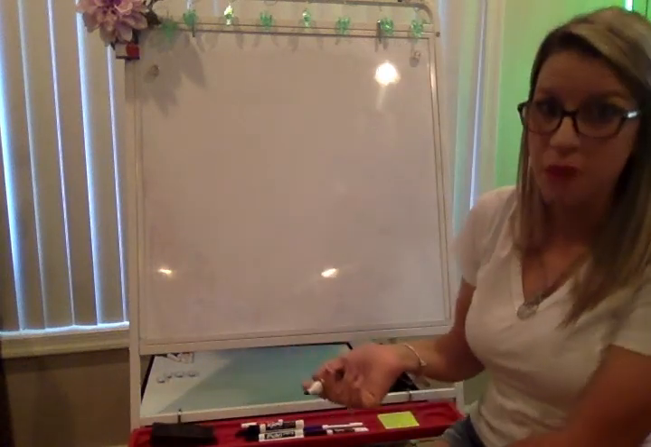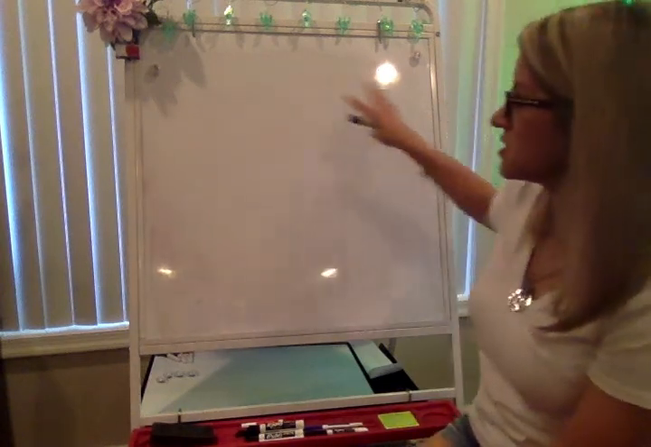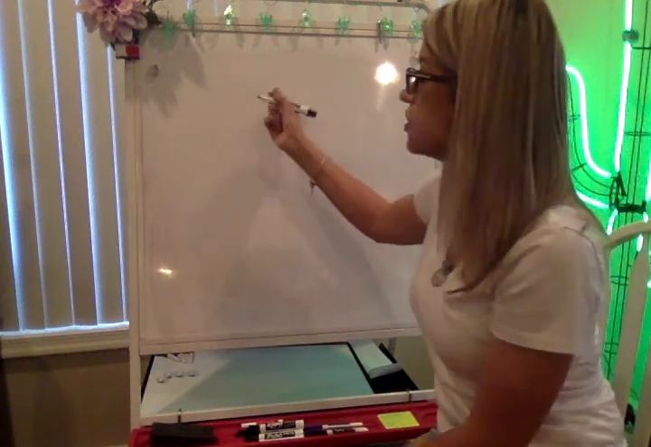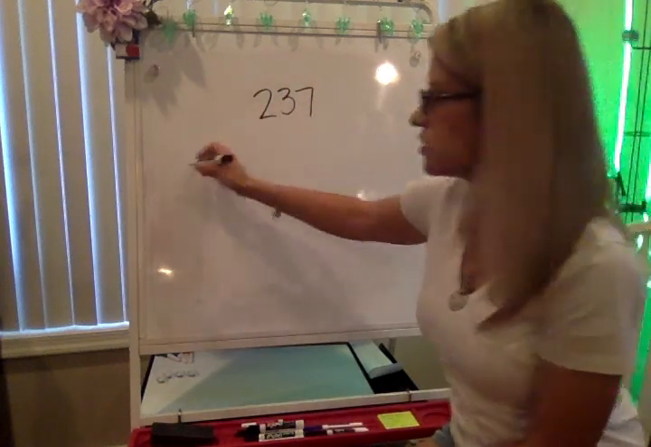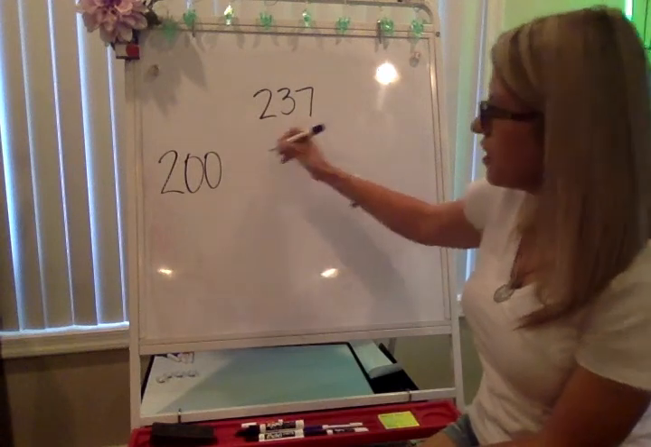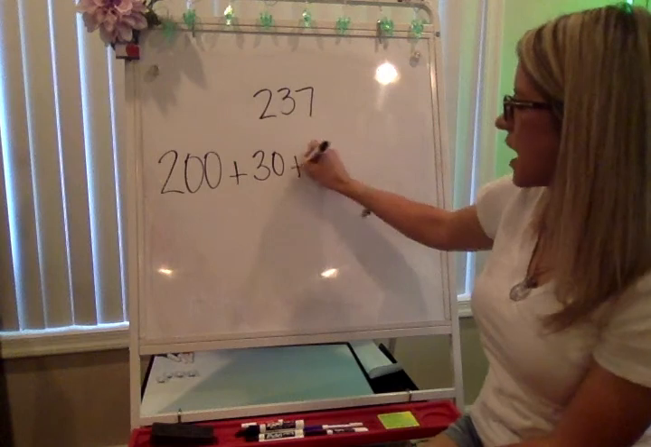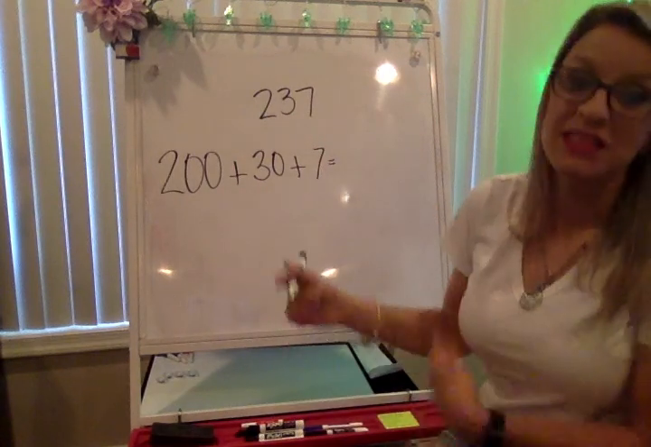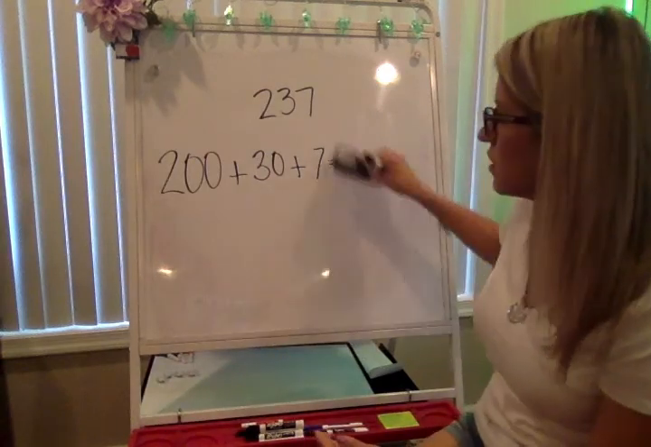The important thing to remember about expanded form is that we like to put them in order from greatest value to least value. So back to the number 237. I want to start with the hundreds because that has the greatest value. Then I want to add the tens. Last, I'll add the ones. That's how it's written when we're doing the expanded form. We want to start with the greatest and go into the least.